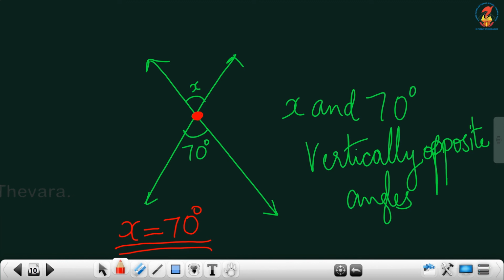This angle and this angle are equal. In the same way, this angle and this angle are equal because they are vertically opposite angles, and vertically opposite angles are always equal. I hope all these types of pairs of angles are clear for you.